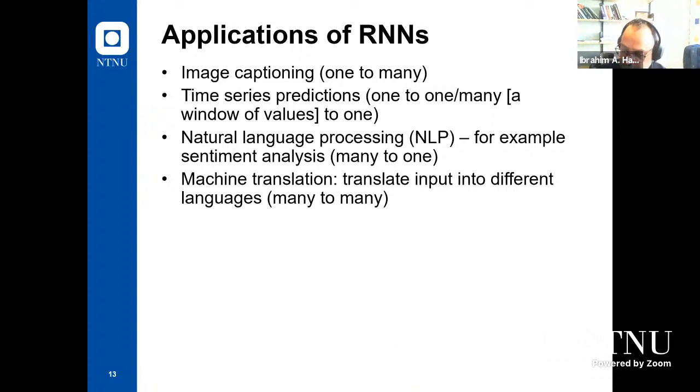Different applications of RNN: image captioning, for example, is one-to-many. The input will be maybe an image, and the output will be a sequence. So we call it one-to-many. Time series prediction is one-to-one, or maybe one-to-many. Because we have a time series, it could be one-to-one, where we use the last value for predicting the current or future value, right? It could be many-to-one, which means we use recent values, maybe the recent 5 readings, for predicting the current or future value.